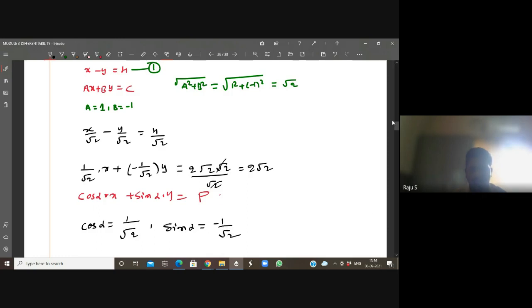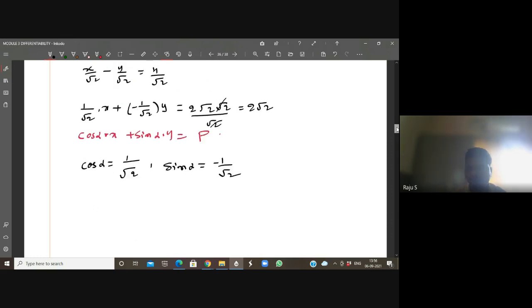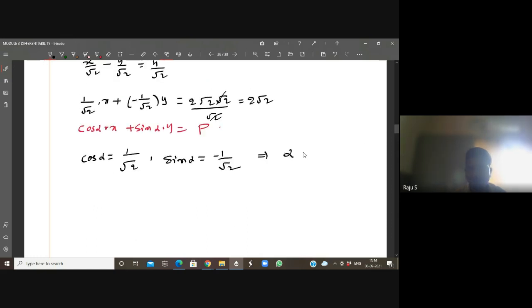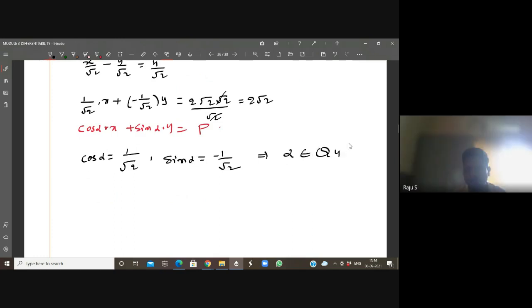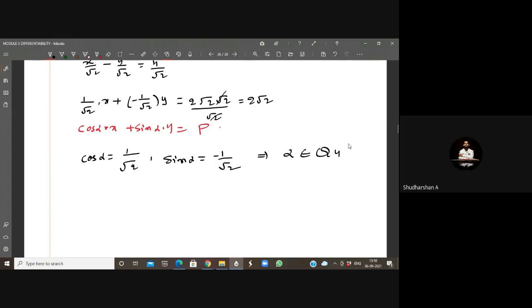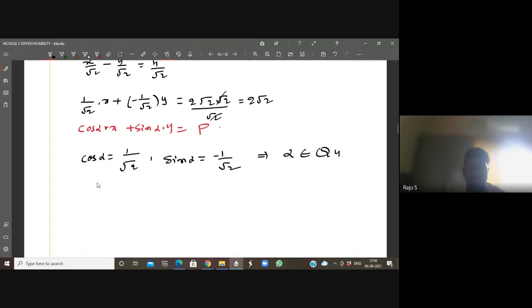Now we can say clearly, which implies alpha belongs to which quadrant? Cos is positive, sin is negative, so fourth quadrant. Then alpha will be 315, because it is 360 minus theta. So 315, that's the reason. Exactly.